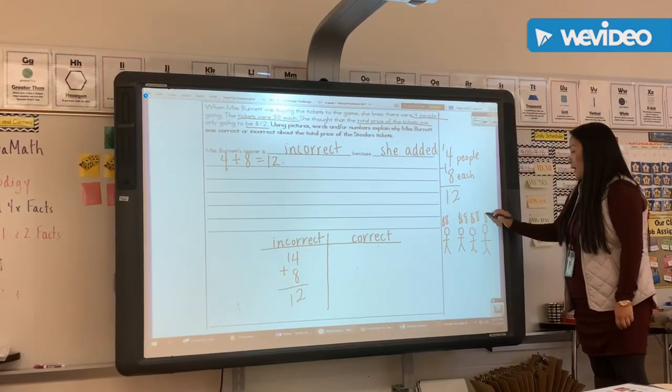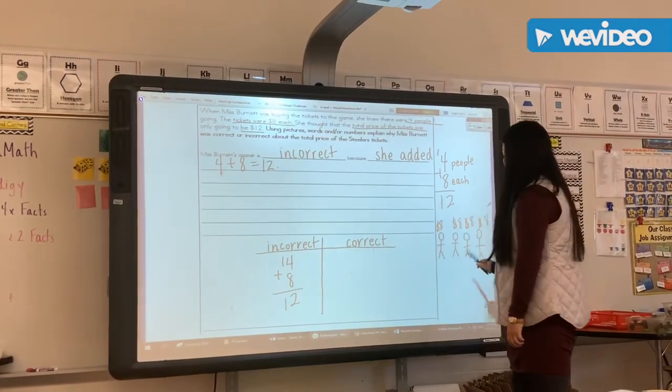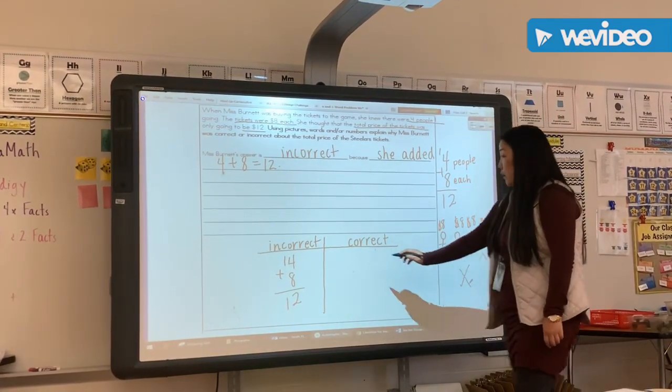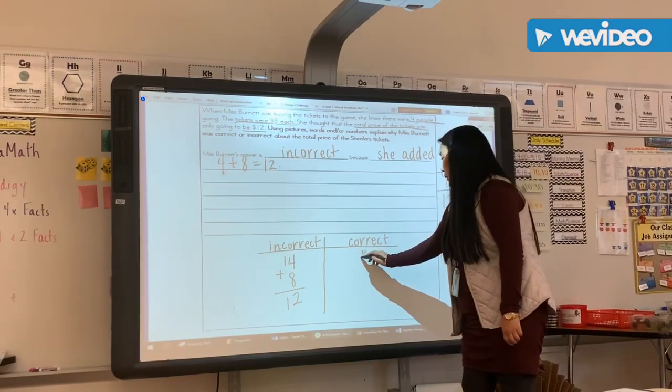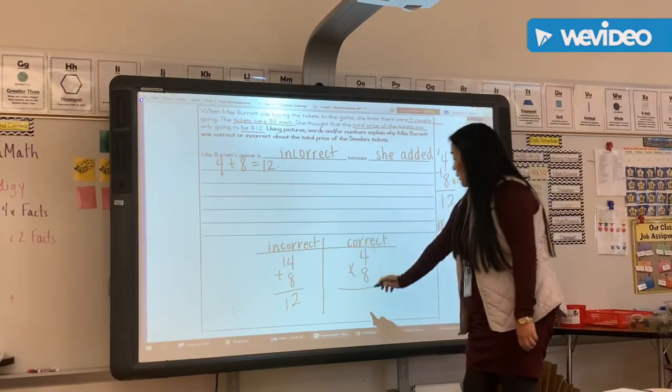So the correct operation is definitely not addition. The correct operation should have been multiplication. So over here, underneath correct, I'm going to write 4 times 8 equals 32.